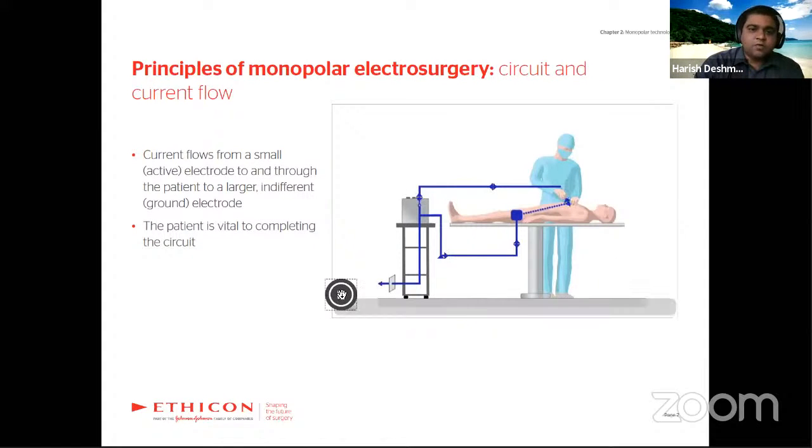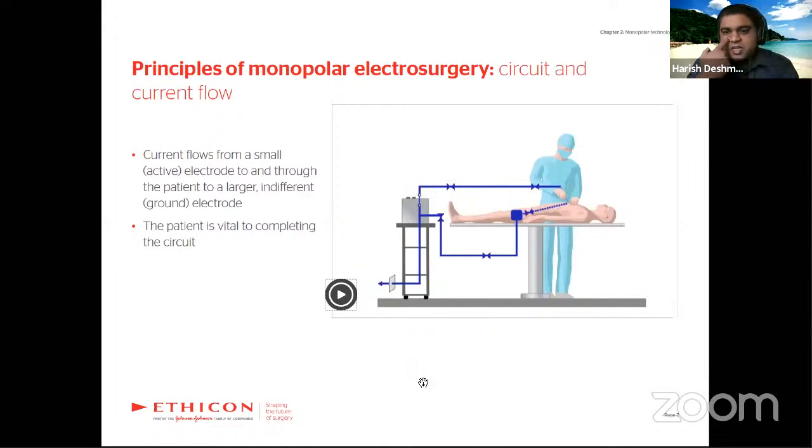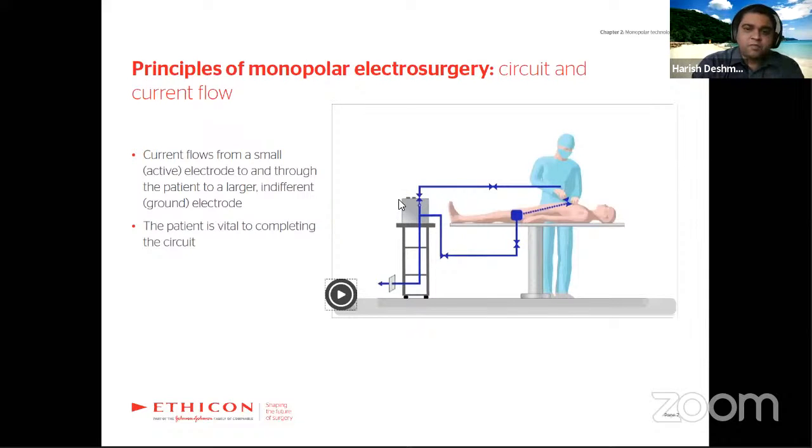So this is how the overall circuit looks. Sir was talking about the circuit, what it should look like. So this is what the current flow should look like. We have the power plug here. We have the box, which is the electrosurgical unit or the monopolar bipolar machine. This is the monopolar pencil which the surgeon is using on the patient. We have a return pad, and the patient is part of the circuit.